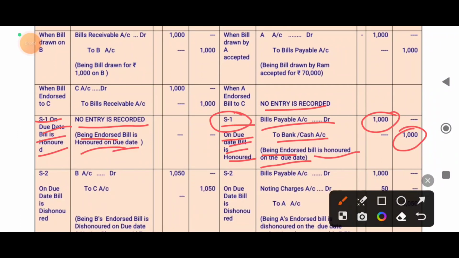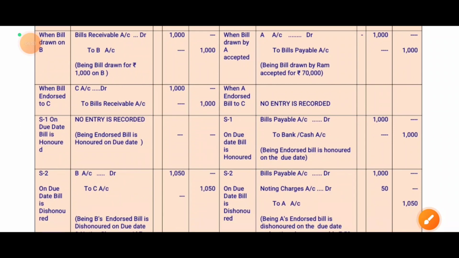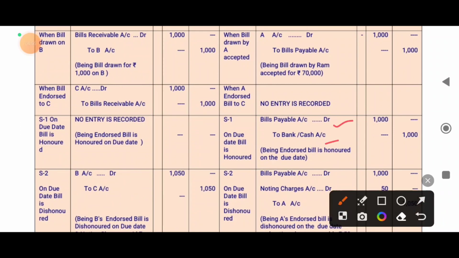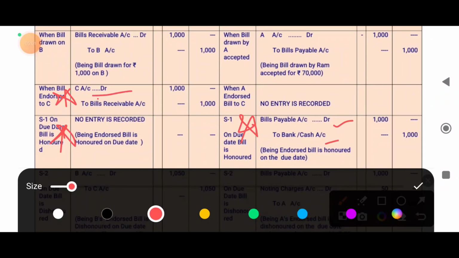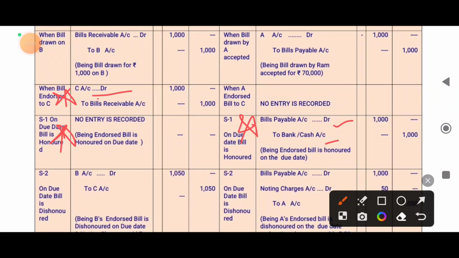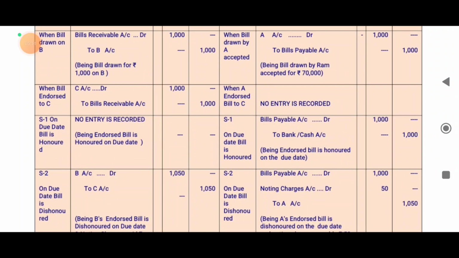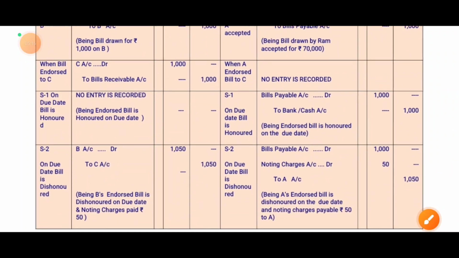B has paid the money to C. He will write bills payable account debit to bank account. Please remember, here entry will come, here entry will not come. When it is endorsed, in the books of drawer there will be a general entry, and in the books of drawee, no entry. When it is honored, in the books of drawer there will not be any entry. In the books of drawee, there will be an entry. These 2 points are very important.